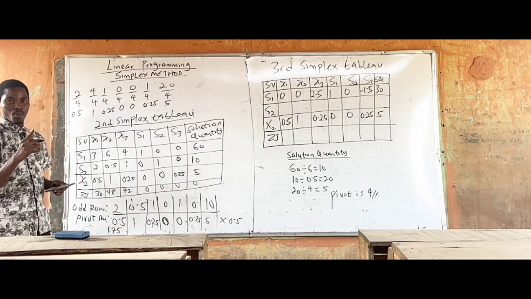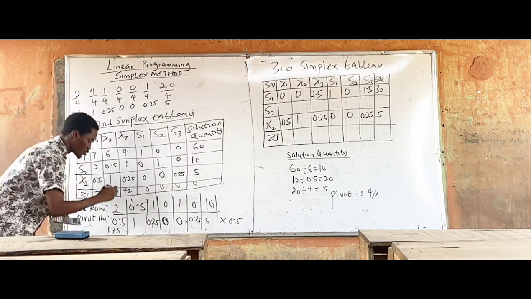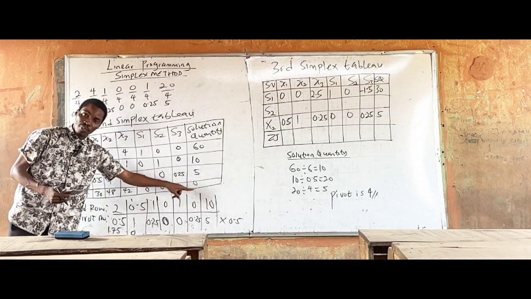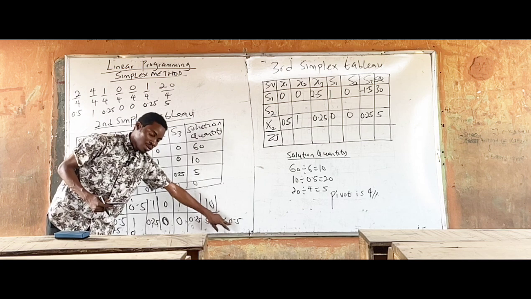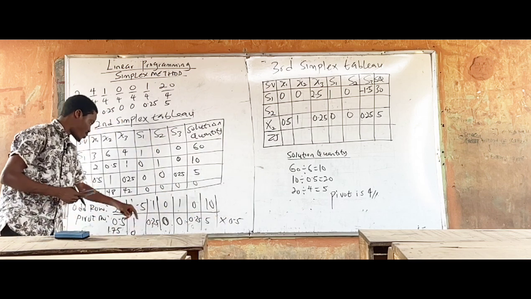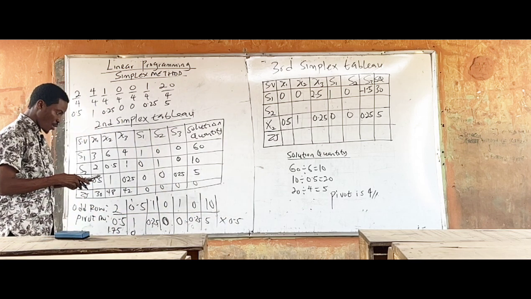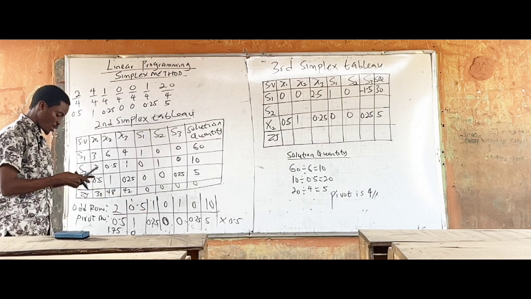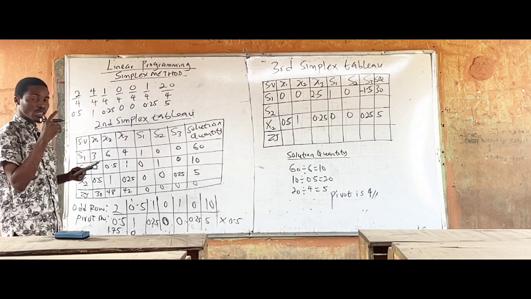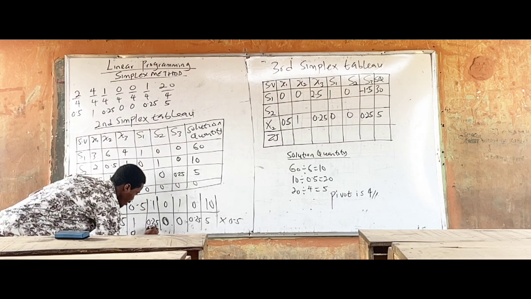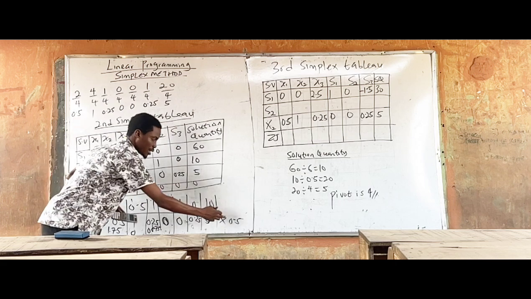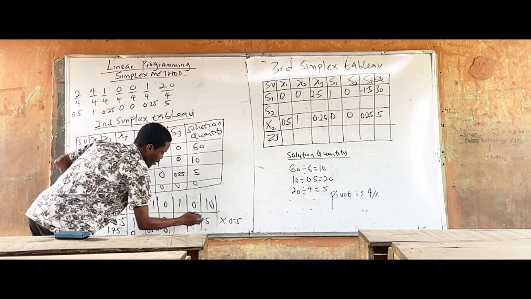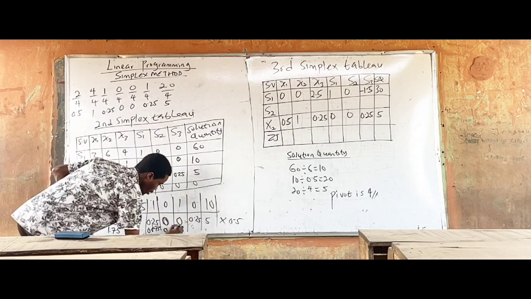So my new row for S2 will be the elements I'm getting from here. 0.5 times 1 is 0.5. 0.5 minus 0.5, I'm going to get 0. That is my target. I've made this one 0. Then 0.25 times 0.5 is 0.125. 1 minus 0.125, I got 0.875. 0.5 times 0 is 0, 0 minus 0 is 0. 0.5 times 0 is 0, 1 minus 0 is 1.